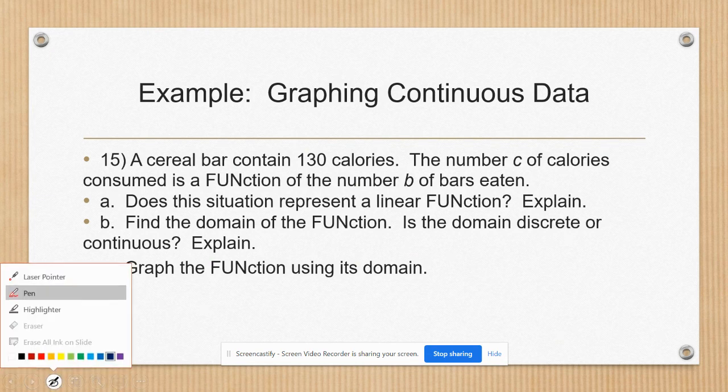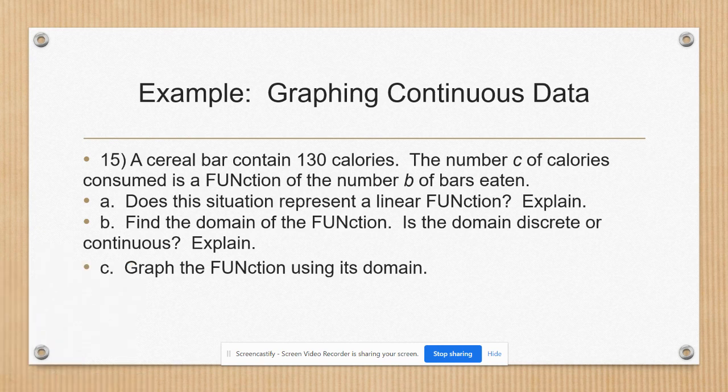Right, a cereal bar has 130 calories. The number of calories consumed is a function of the number of bars eaten. So is this a linear function? And I would say yes, because the rate of change would be constant. You eat a bar, it's 130 calories. Every bar, every 130 each.